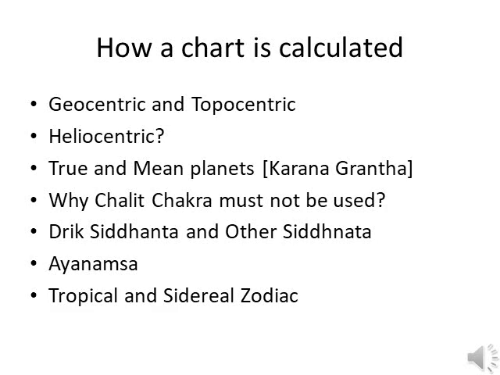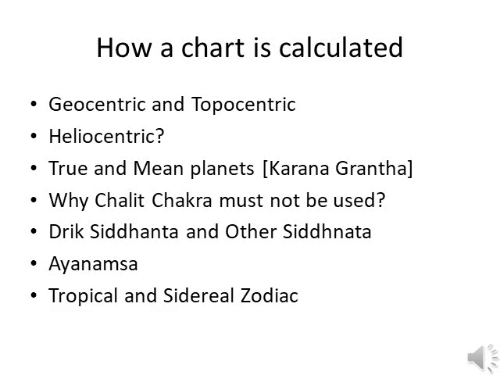Okay, the second thing is heliocentric. The universe is heliocentric. Heliocentric means the sun is taken as the center of the universe. This is the truth. However, in Vedic Jyotish, we take the earth to be the center of the universe. This is for a simple reason, because we are calculating a chart for a person born on earth.